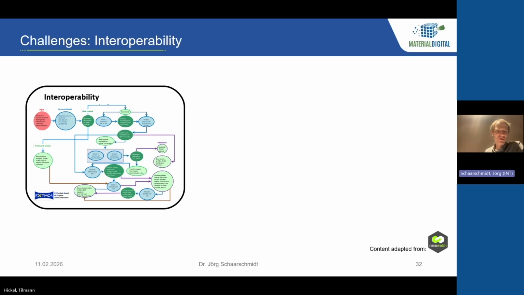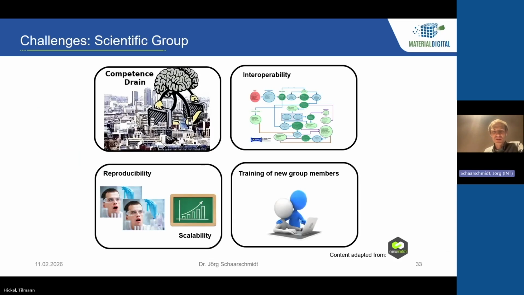And the last challenge is, of course, interoperability. If you have multiple simulation tools, they often produce their very own specific data. If you want to replace one, it's difficult to use another tool, and you have to write adapters or parsers for all the different output formats.